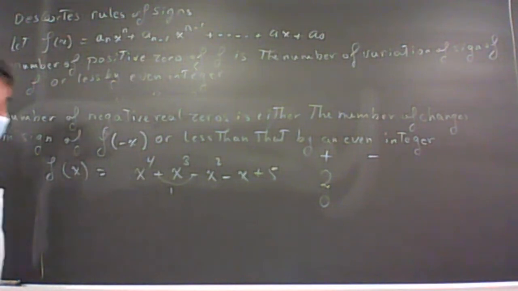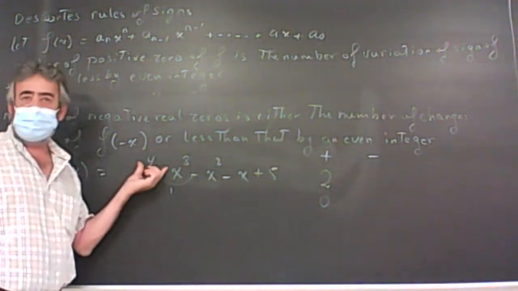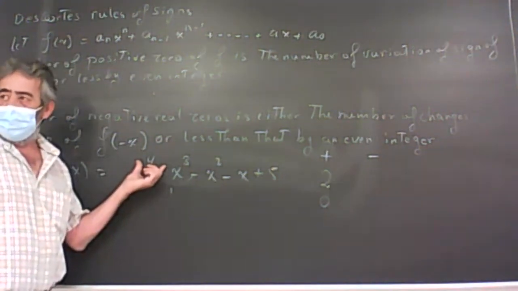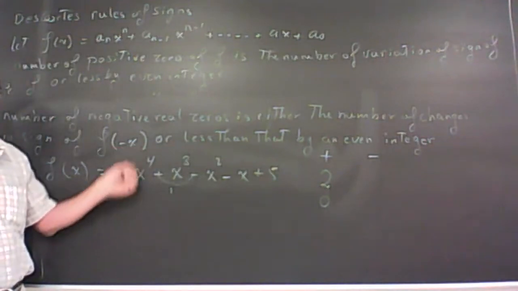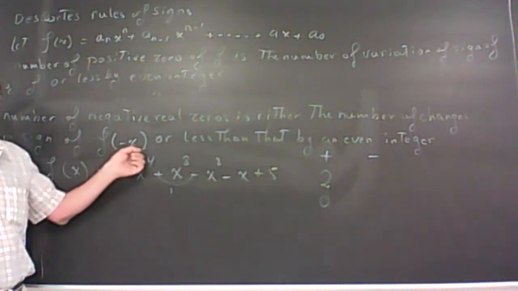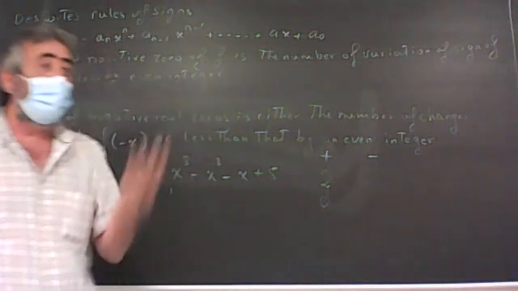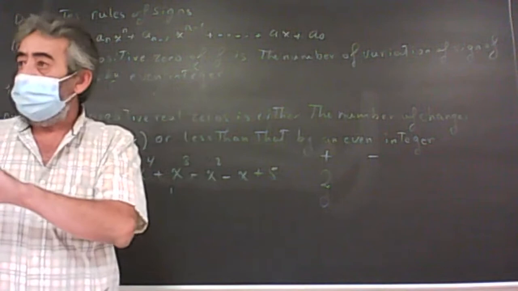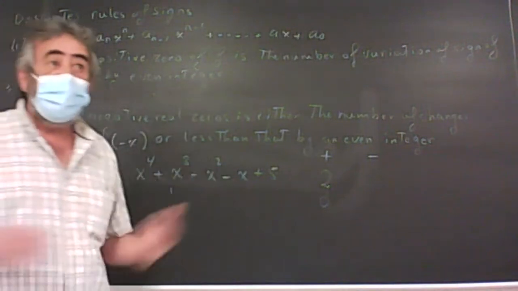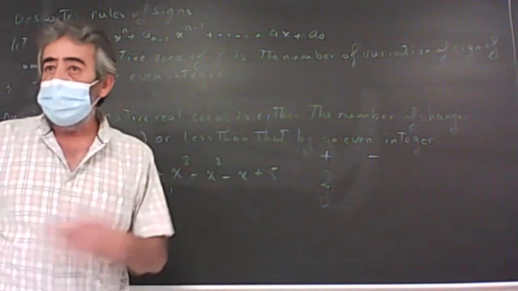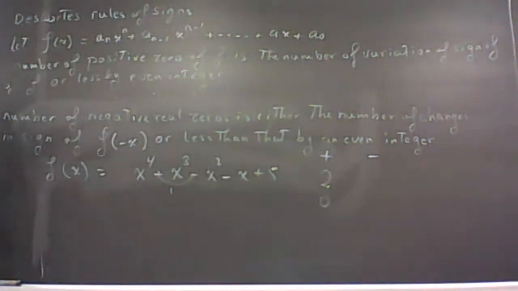Notice, by the rules we studied, this should have at most how many? 4. Why? Because this is the exponent with the degree 4. So a degree 4 polynomial should have at most how many? 4 solutions. That includes repetition and complex or imaginary, non-real solutions.